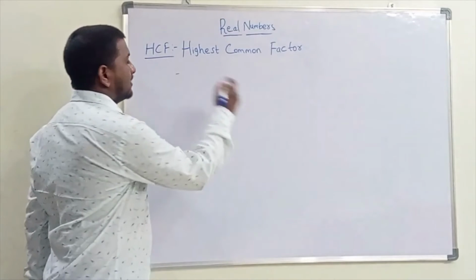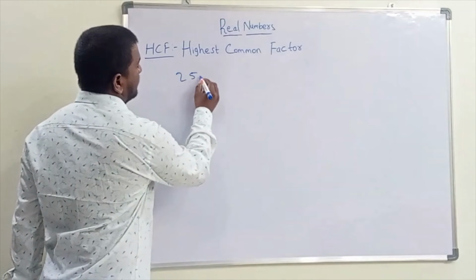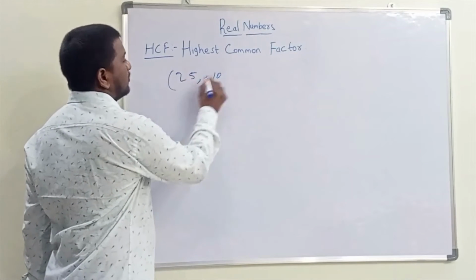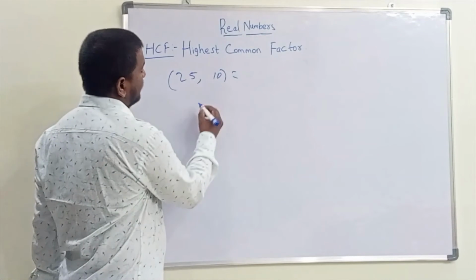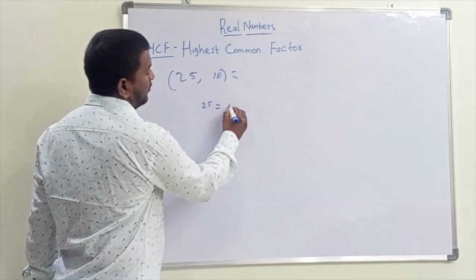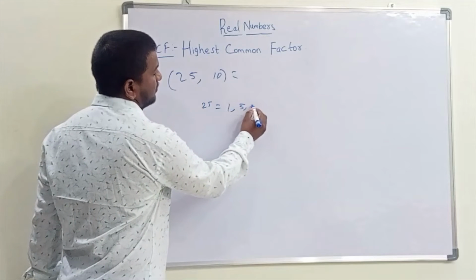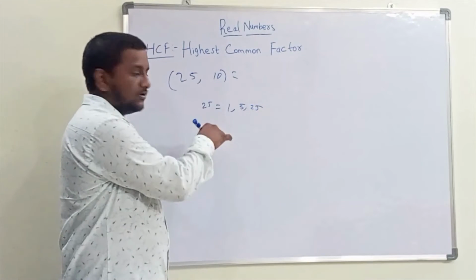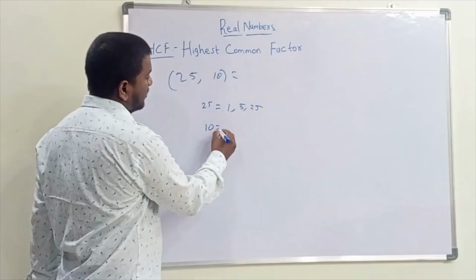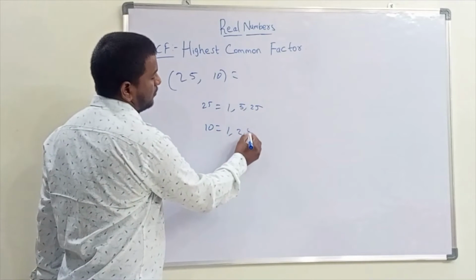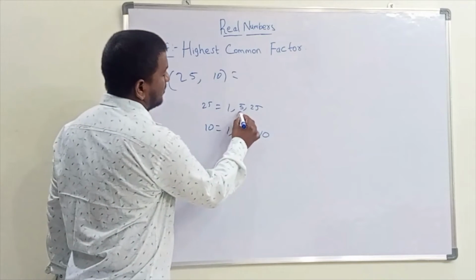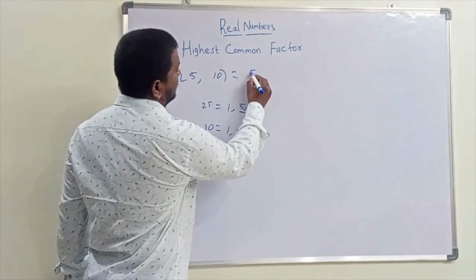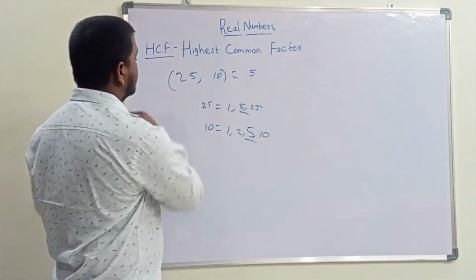Let's continue with another example. Let's say the two given numbers are 25 and 10. Find the highest common factor of 25 and 10. What are all the factors of 25? 1, 5 and 25 are the factors of 25. Now the factors of 10 are 1, 2, 5, 10. So what is the highest common factor here? It is 5. So 5 is the highest common factor of these two numbers.